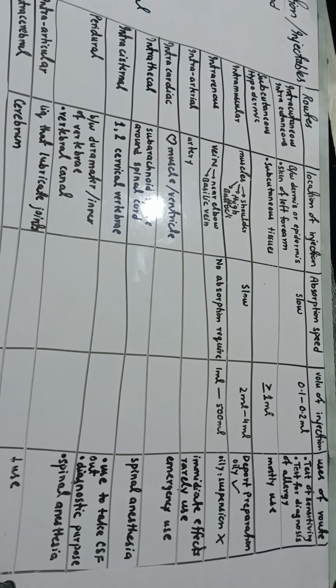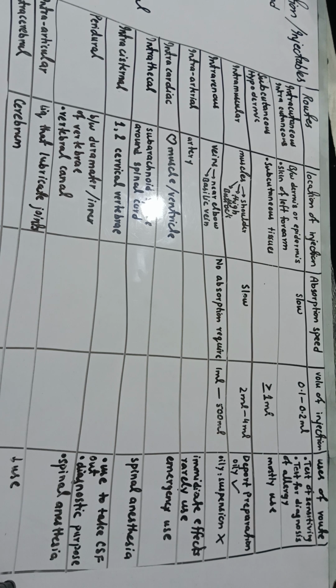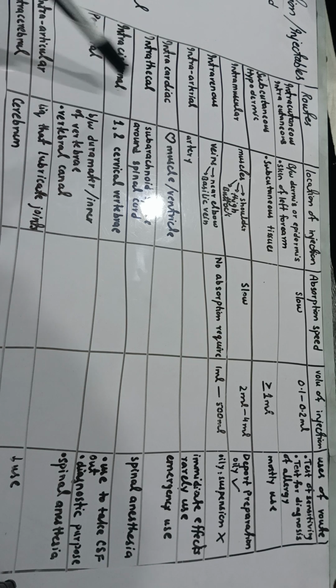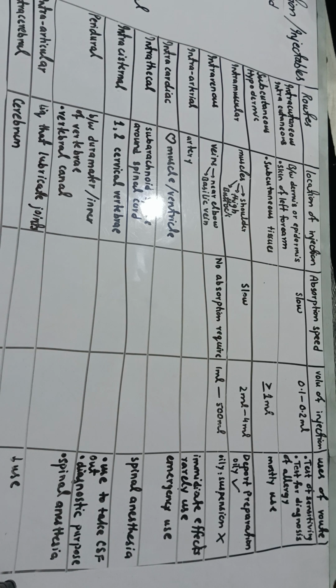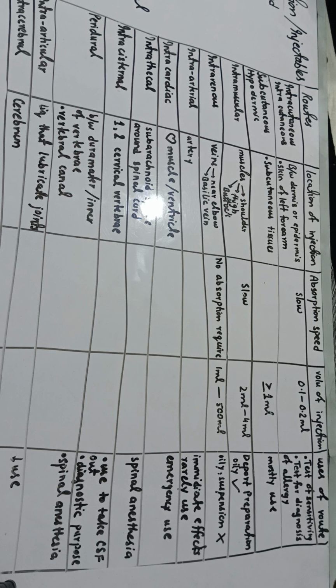It is only used when we have to give the immediate effect, because arteries are going away from the heart, so therefore it is circulated more in the body. But they are rarely used, not commonly used in our daily life, so therefore their absorption speed is not given. Next, these are the other routes which are given. They are not common in daily life. They are used when we have a very rare case.